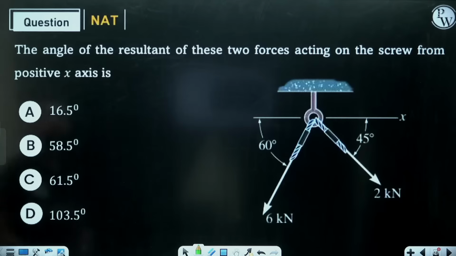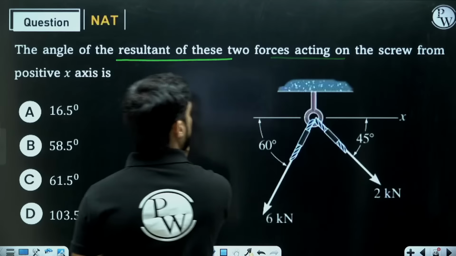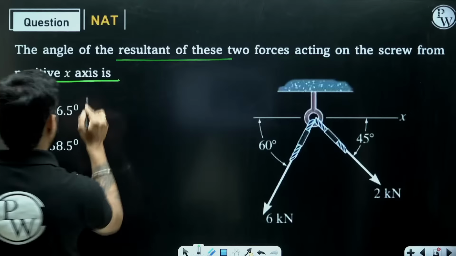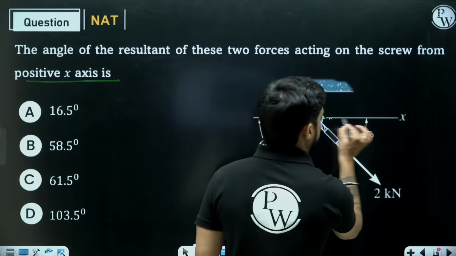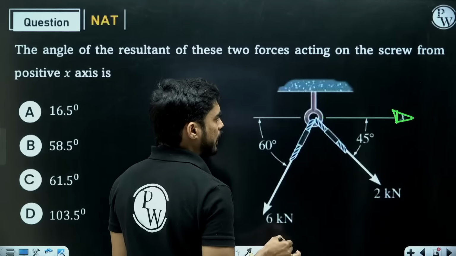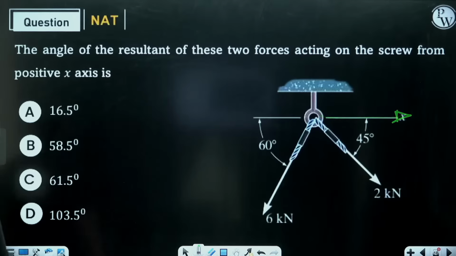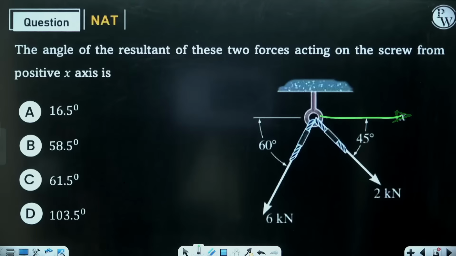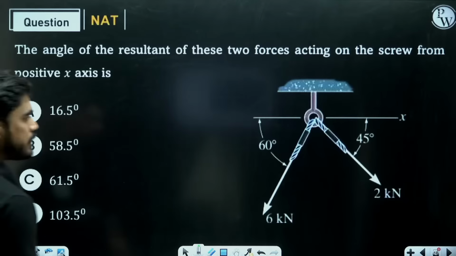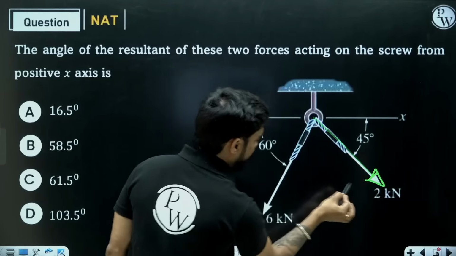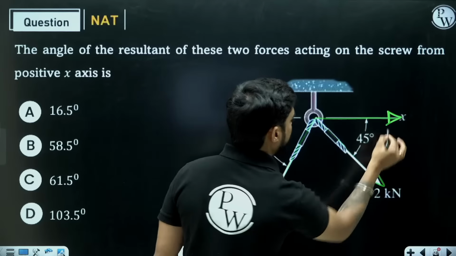Now solve this one. The angle of the resultant of these two forces acting on the screw from positive x-axis is. This is your positive x-axis. They are asking what will be the angle of the resultant with this axis. Interesting question, isn't it? So we have two forces, one is 2 kilonewton, one is 6 kilonewton. We need to find the angle of the resultant with positive x-axis.